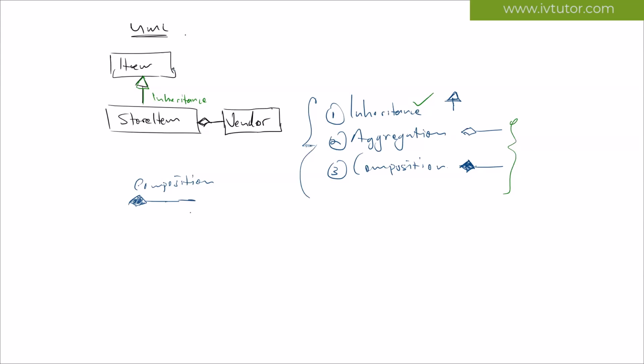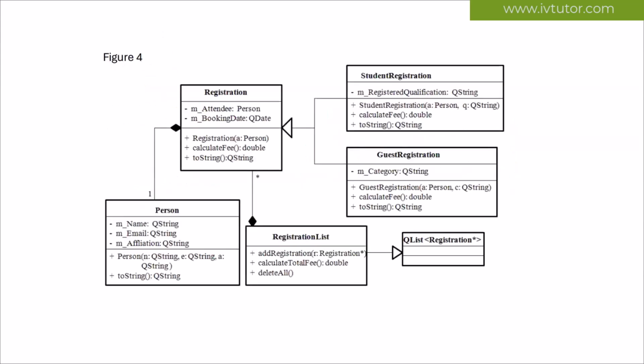Now, we are identifying two types of relationships here: inheritance, and aggregation or composition. Now, if you go here, nothing has really changed. You have your registration here. And what is this? Which one? This one, that's pointing at registration. Yeah. That is inheritance. Good. Well done.